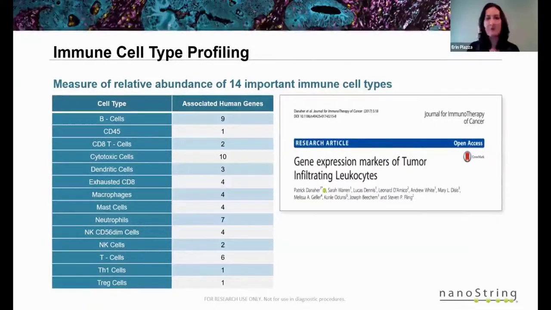And then, as always, we included our cell type profiling feature. As I mentioned before, this feature quantifies the relative abundance of each of these 14 immune cell types. This is a method we developed a number of years ago. A colleague of mine, still at the company, named Patrick Danaher, published on this, and it's been used successfully for years, again, for quantifying these immune cell types, especially in the context of FFPE tissues, where you don't have many other options for cell type quantification.